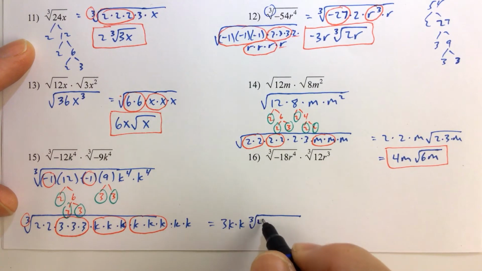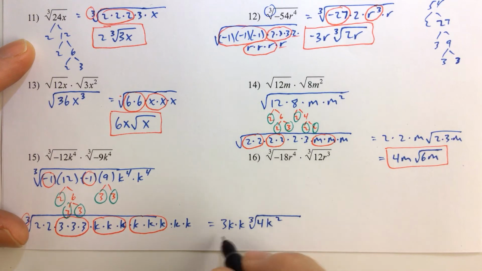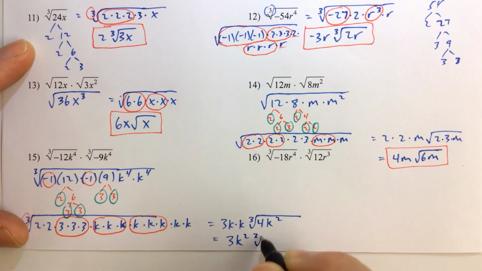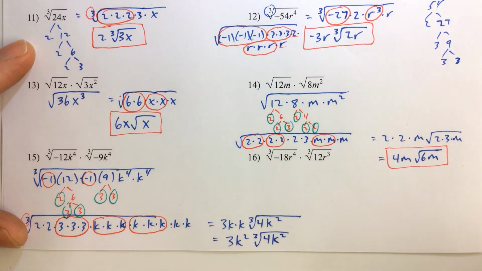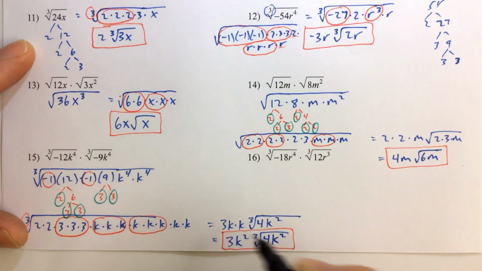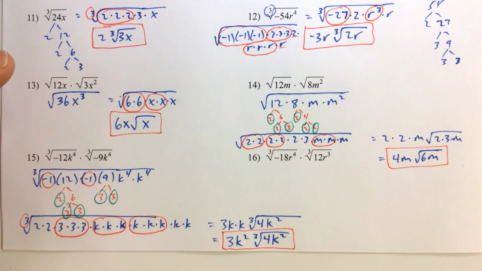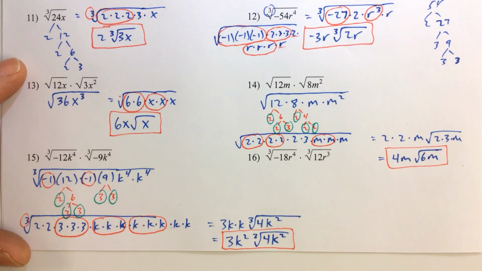2 times 2 is 4, and then we have k times k is k squared. And we would write that as 3k squared times the cube root of 4k squared. Congratulations if you got that one right. That would be a great one to study because it's got a little bit of everything.